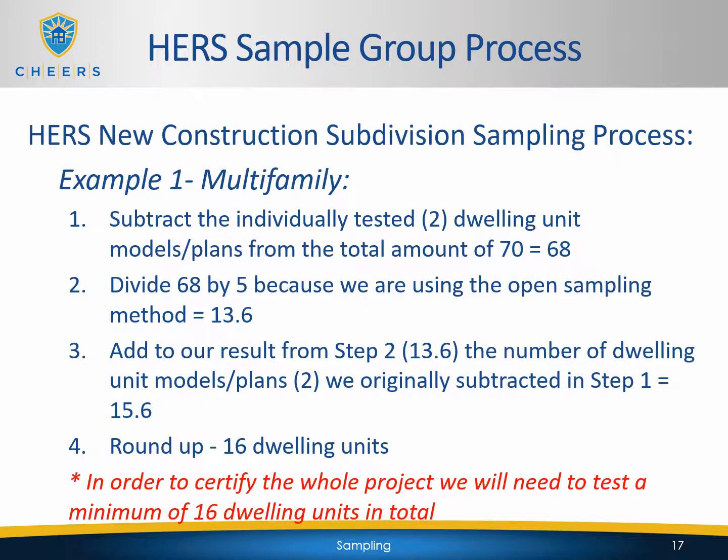Remember, we can always do less than the sample group allows. So sample groups allowing 5, we can always have groups of smaller, 2, 3, 4. So we may do more dwelling units, but for this one, a minimum of 16 will get us to where we need to be.